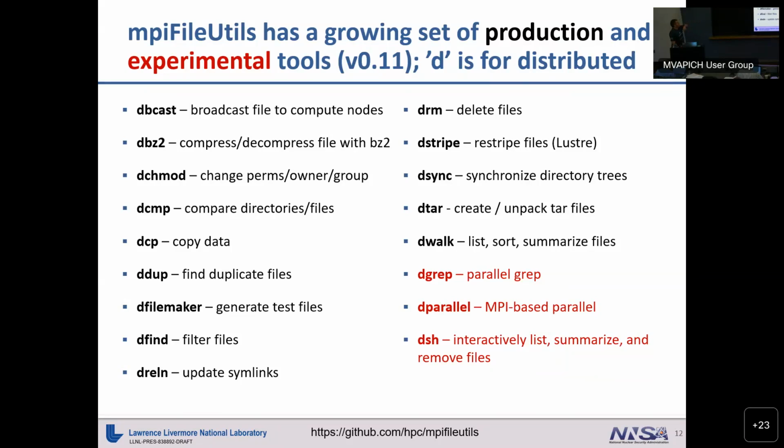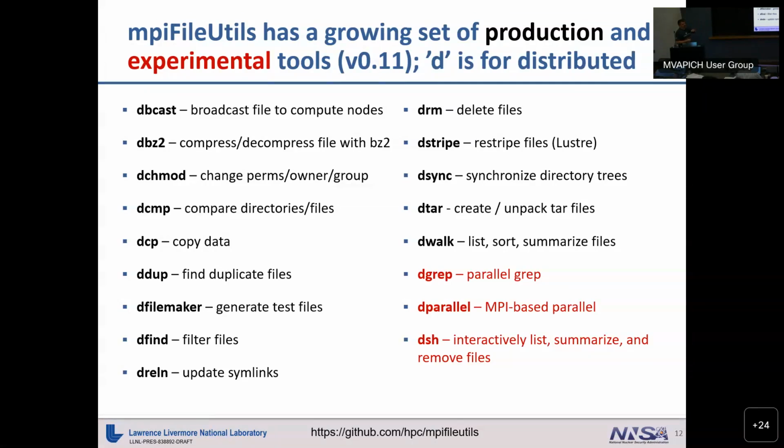So everything in black here, dbcast is a broadcast tool. It's a way to, given a file on a parallel file system, broadcast that file out to, say, compute node local storage on every compute node. So if you wanted to load a tarball from the parallel file system onto the SSD of every node, dbcast is a good way to do it. It's written in a way so that you only read the data once from the parallel file system, and then you're using MPI to exchange the data across the nodes when you write it locally.